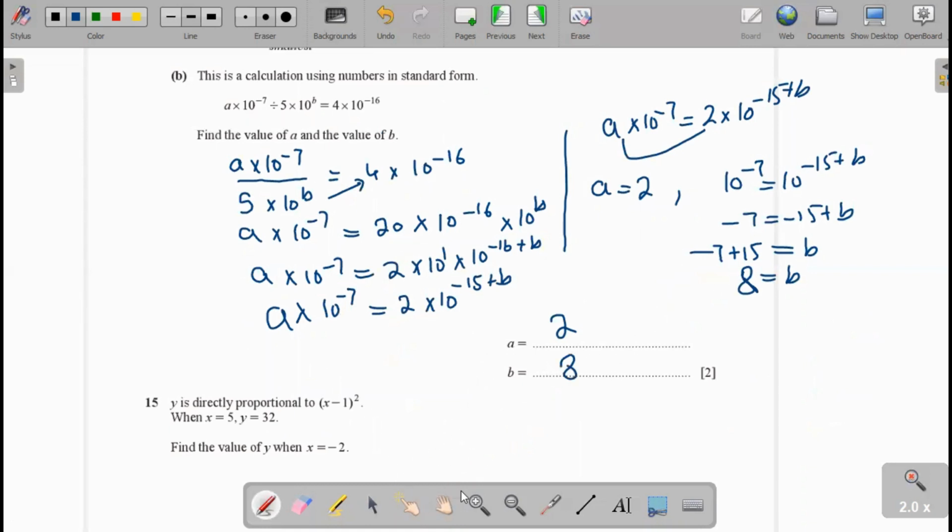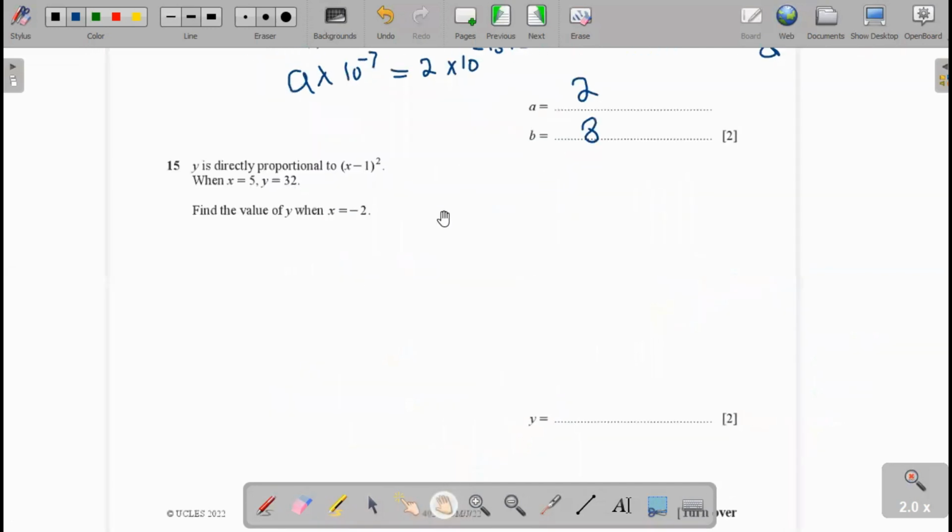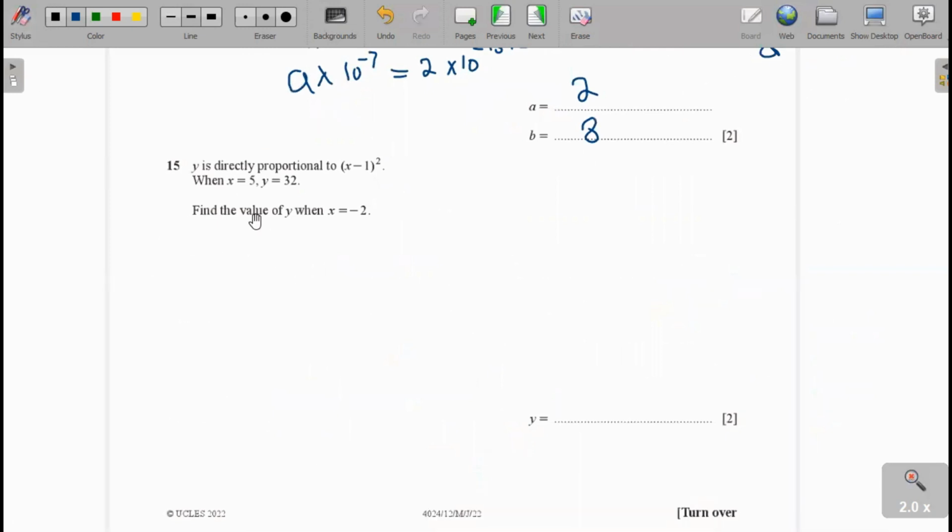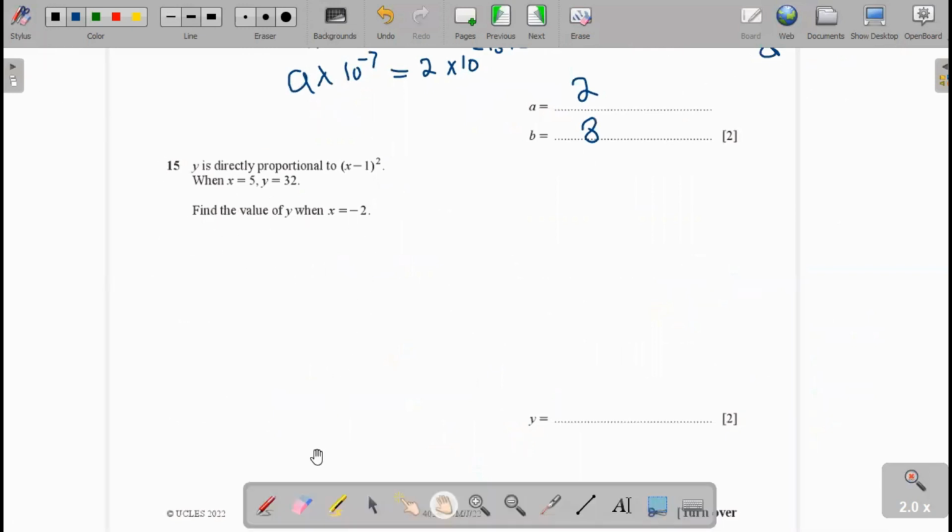Now, question number 15. We go to question number 15 here. Y is directly proportional to x minus 1 whole square. When x equal to 5, y equal to 32. Find the value of y when x equal to minus 2. Now y is directly proportional to x minus 1 whole square. That value would become y equal to k times x minus 1 whole square. K is the proportionality constant.